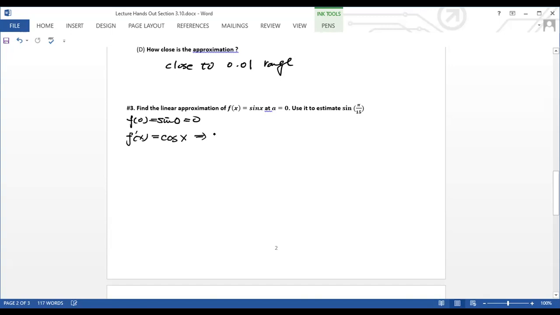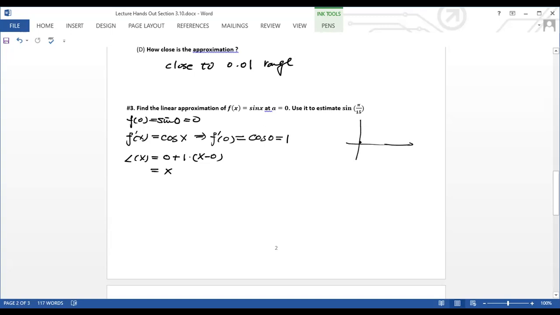And then you plug in f prime of 0. So cosine x is cosine 0. What is cosine 0? It's 1 here. That's why we said L(x) will be f(0), so it's 0 plus 1 times (x minus 0). So this is just x. It kind of makes sense, right?